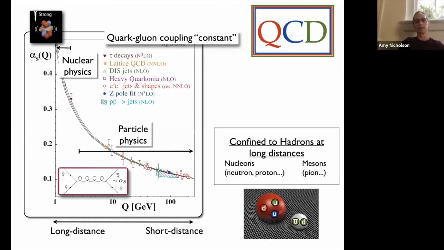It's also the reason why at low energies, all of the quarks and gluons are confined inside hadrons. So you never see a free quark or a free gluon at low energies. They're always bound up into these things that we call hadrons, which are roughly grouped into things called nucleons, which include the neutron and the proton. We also have mesons, which are combinations of quarks and antiquarks, like the pion. So the physics is very, very different for these two different scales. And this is the regime that I'm interested in here, the low energy regime.